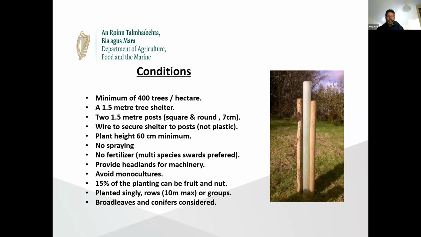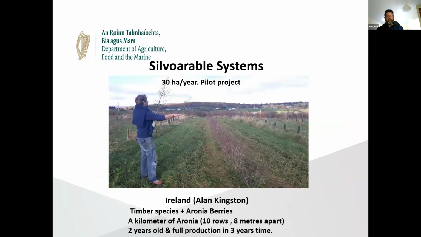And 15% of a planting can be fruit and nut under the silvopastoral system, because there was a lot of interest from people regarding fruit and nut trees. So we've introduced 15% to the scheme, and you can plant it singly, in rows, or in groups, and broadleaves and conifers are considered. And again, it's very flexible compared to conventional forestry. It's extremely flexible compared to others.